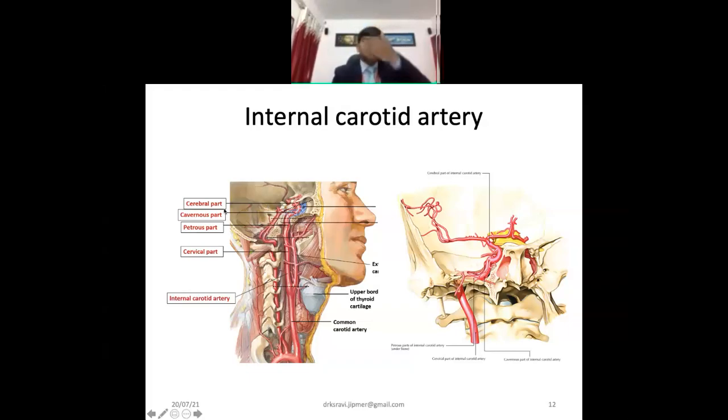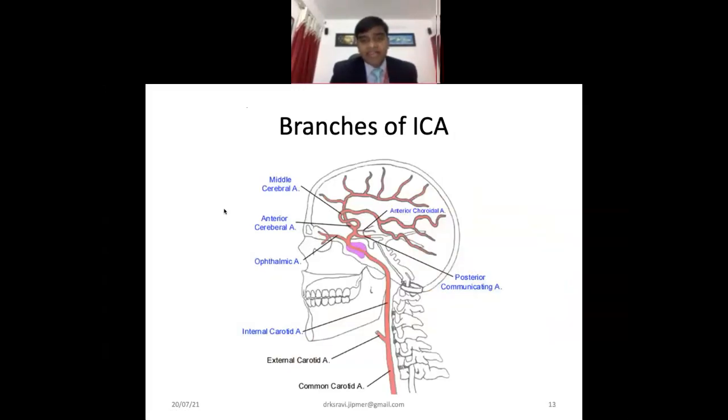Now, when we see this cerebral part of the internal carotid artery, you can appreciate in this diagram, this is the common carotid artery. We have the external carotid artery, we have the internal carotid artery, and when it enters into the middle cranial fossa over here, we will see the different branches from this internal carotid artery. Over here, I would like to give emphasis that as we have seen the branches of the vertebral artery and the branches of the basilar artery, similarly, we have five branches from the internal carotid artery from the cerebral part.